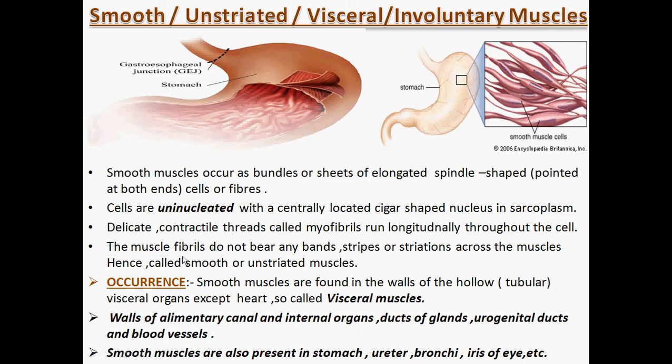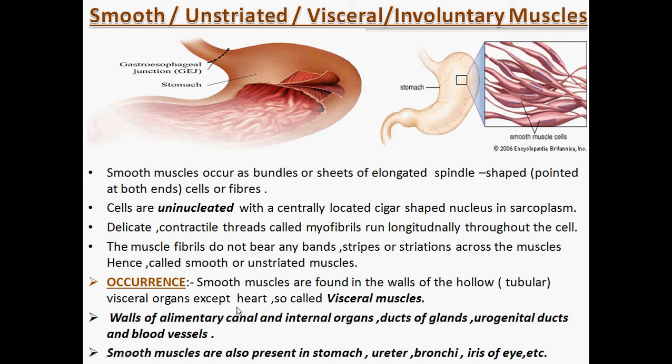These muscle fibers do not bear any bands or stripes or striations. As I told you earlier, in the striated muscular tissue, there were light bands or dark bands, because of which it was called striated muscular tissue. But this smooth muscular tissue does not contain any bands, stripes or striations. That is why it is named as a smooth or unstriated muscular tissue.